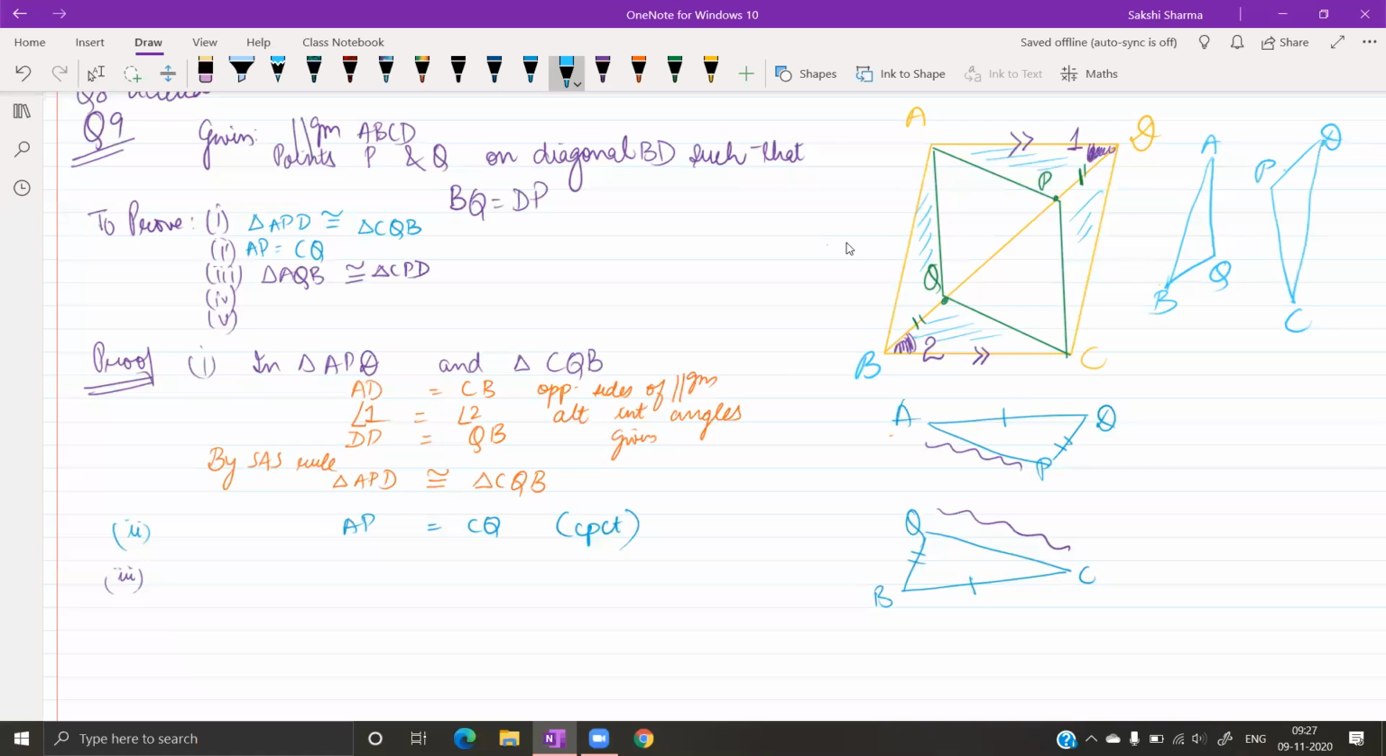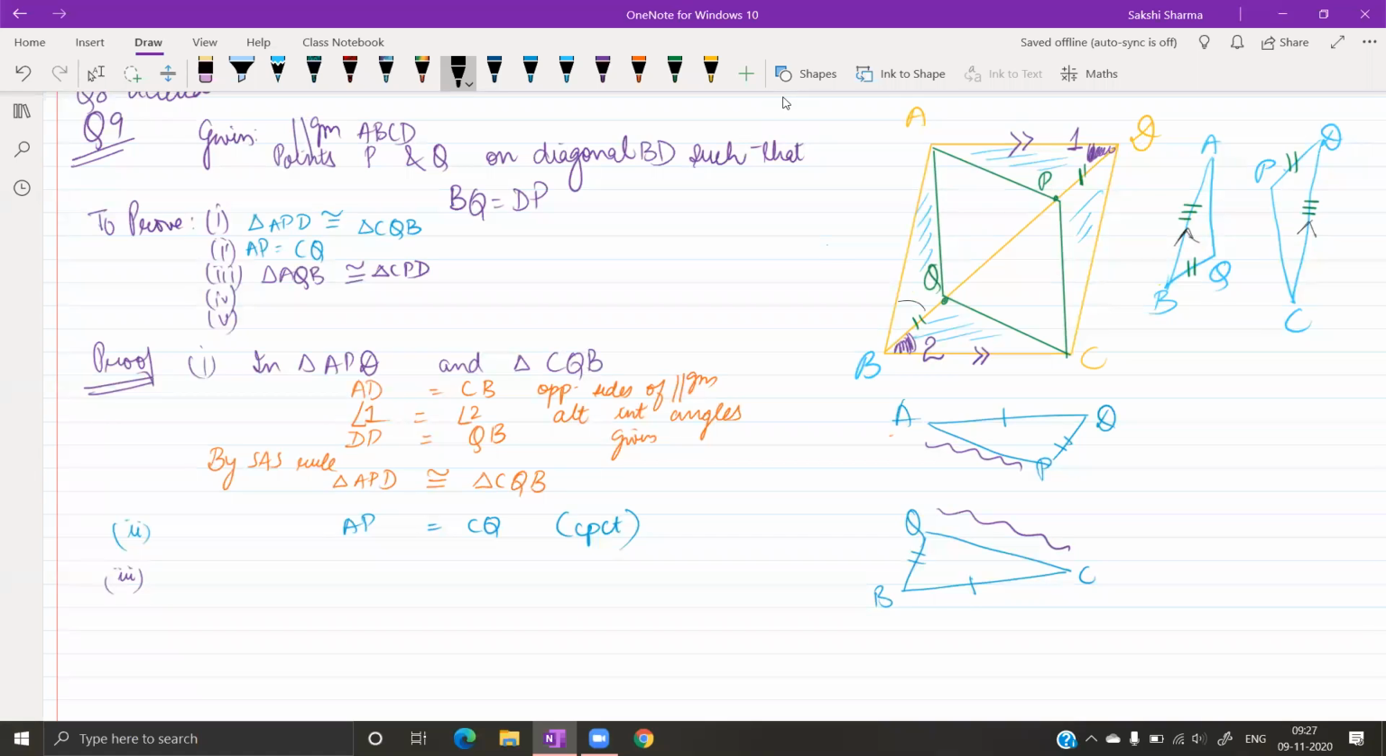Just like the proof for the first part, you will be proving the congruence for these two. We have BQ equals DP given to us. BQ is given equal to DP. Along with that, we can use that the pair of opposite sides of the parallelogram are equal. And finally, we can use that the pair of alternate interior angles are equal. When you identify the pair of alternate interior angles, be a little careful. AB is parallel to CD. The transversal will be diagonal BD.